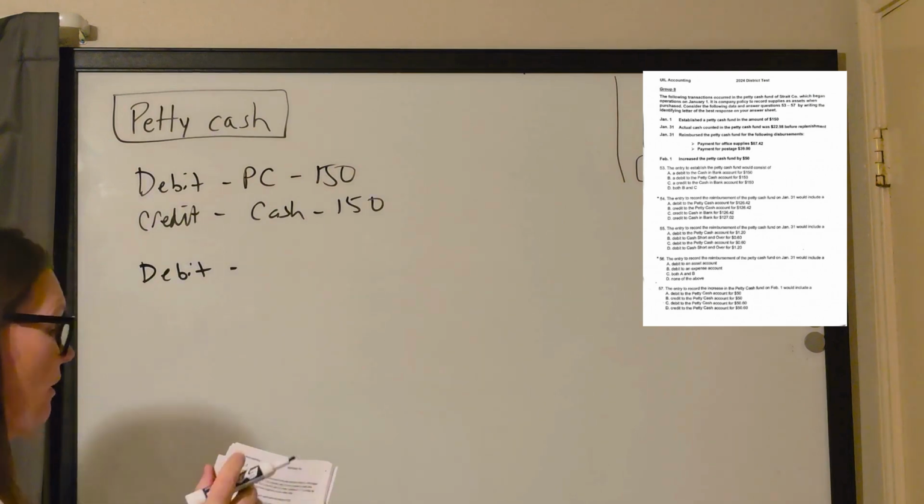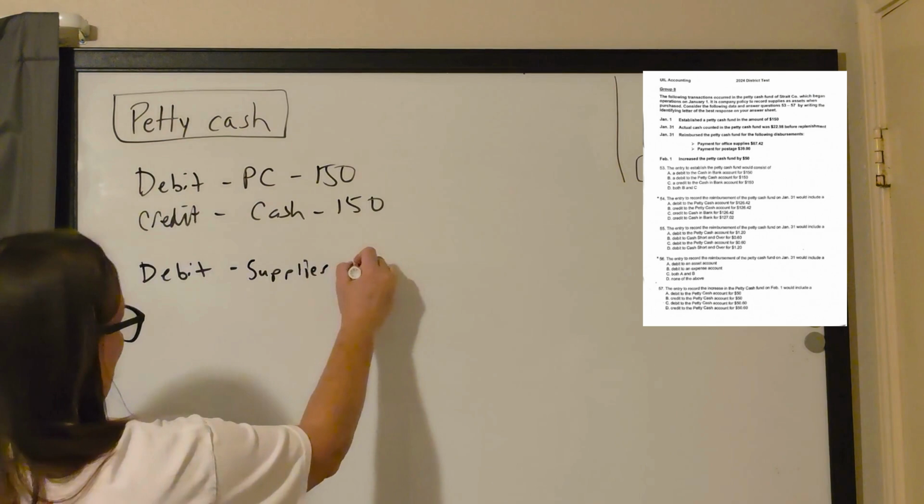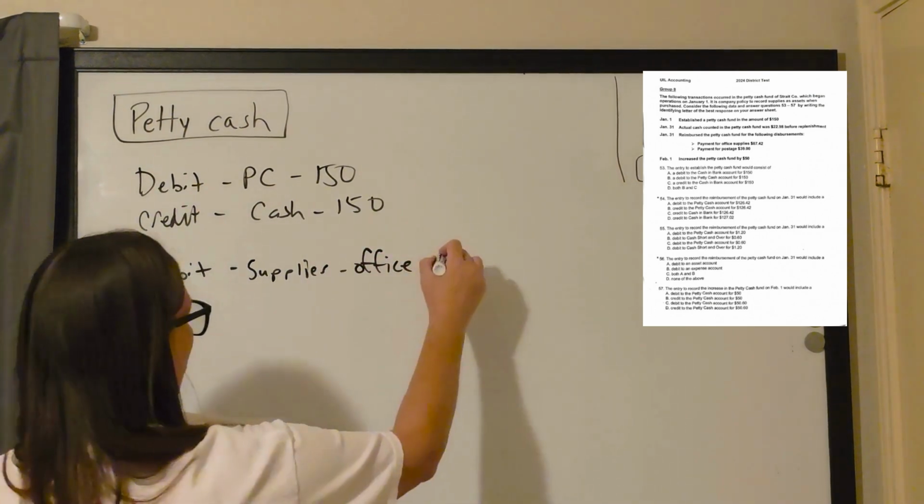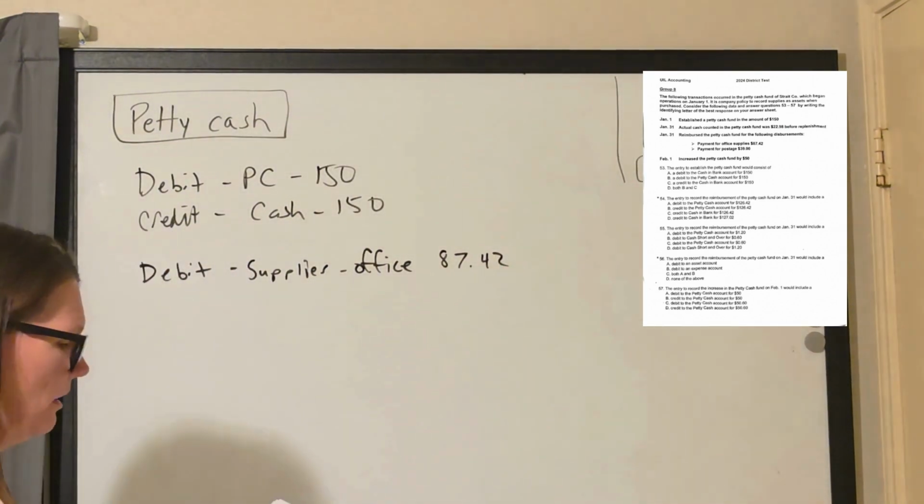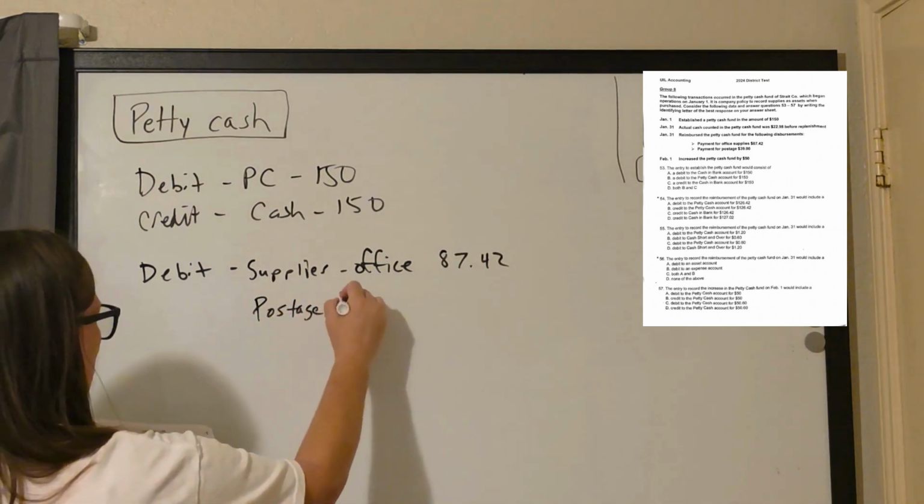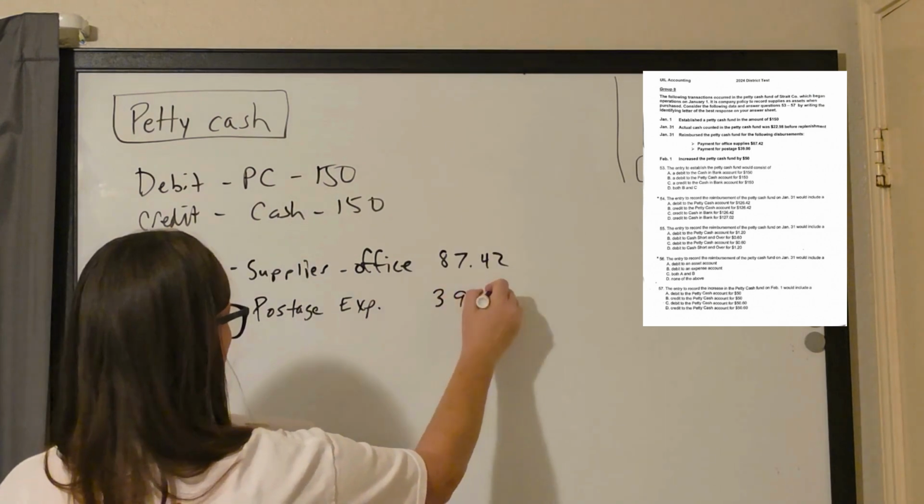So we have a payment for office supplies. And they set it to be an asset, so it's not expense. So supplies office for $87.42. We have a payment for postage expense, and that was $39.